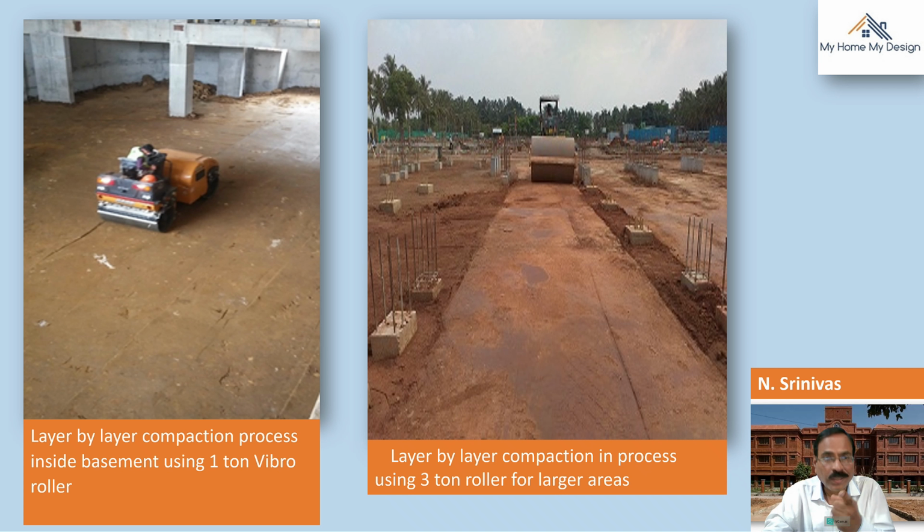See, similarly, a 3-ton roller also gives, see here, the difference between the compacted soil and uncompacted soil. Here you can make out clearly after the 3-ton roller layer by layer compaction has been done. You can find out yourself.